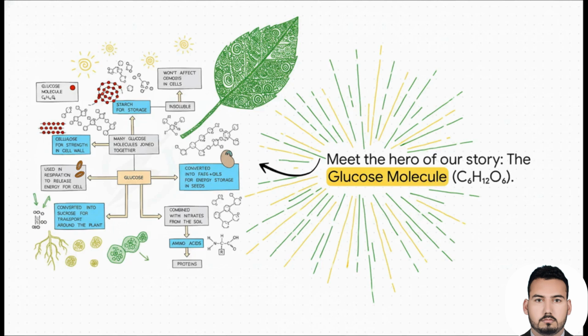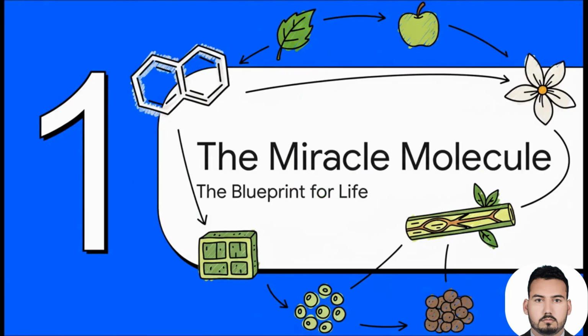It's like the ultimate Lego brick. It's the power source. It's the building material. It's just about everything for a plant. So let's get to know this little miracle molecule a bit better. We're about to look at the blueprint for life, a map that shows just how a plant takes this one sugar and turns it into everything else.